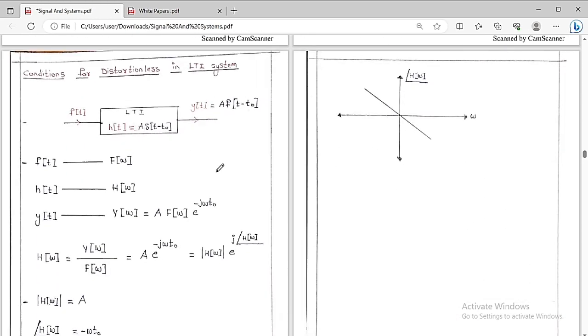So now the next concept is the conditions for distortionless transmission in an LTI system.